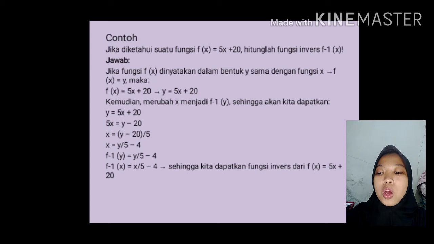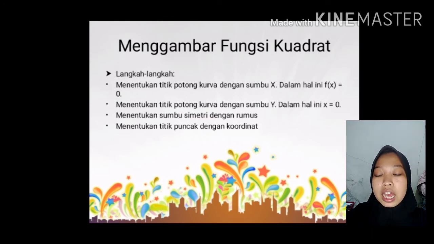So x is y minus 20 divided by 5, which means x is y divided by 5 minus 4. And f minus 1 of y is y divided by 5 minus 4, and f minus 1 of x is x divided by 5 minus 4. So if f(x) is 5x plus 20, then the inverse is f minus 1 of x is x divided by 5 minus 4.